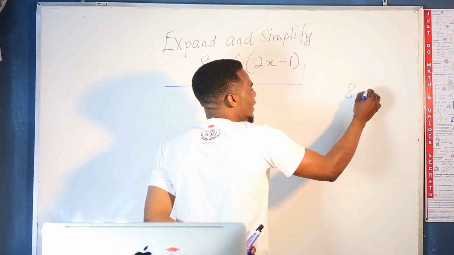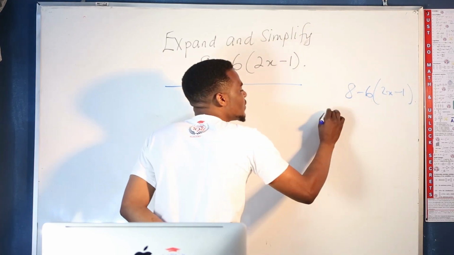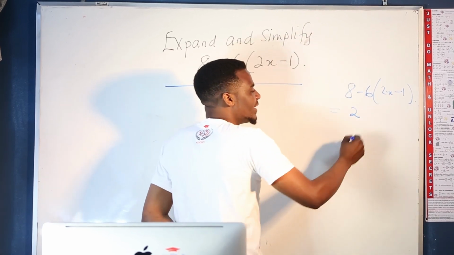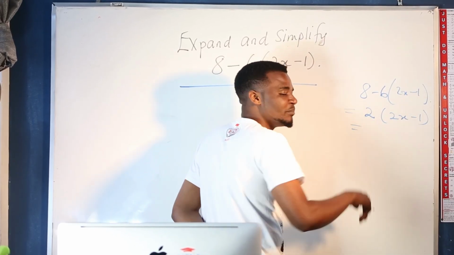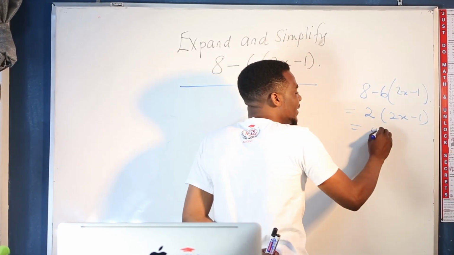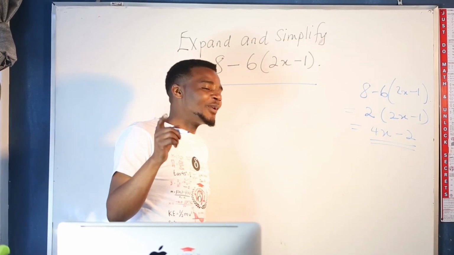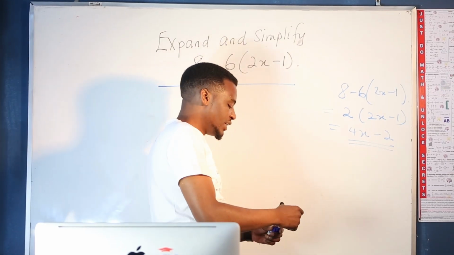When they see a problem like 8 minus 6(2x minus 1), some students simply say 8 minus 6 is 2, and then they say times 2x minus 1. They end up expanding brackets correctly though, and then they get 4x minus 2. I think you're one of those students. Please, please, please don't ever fall into this trap.